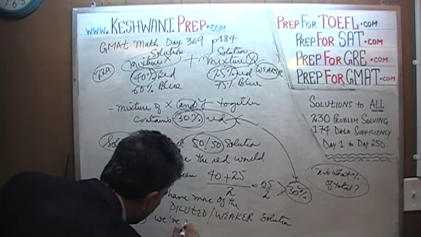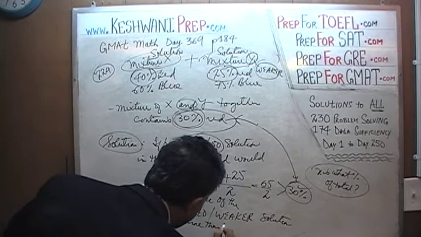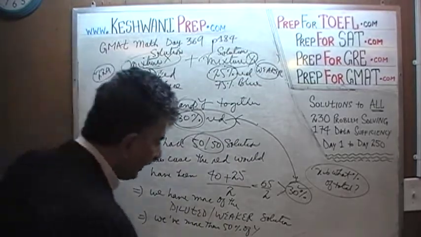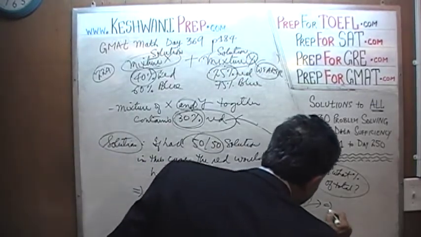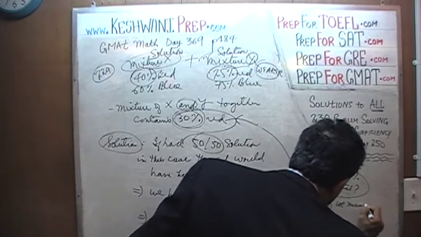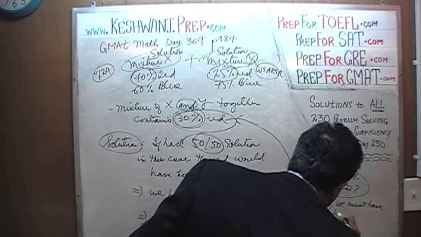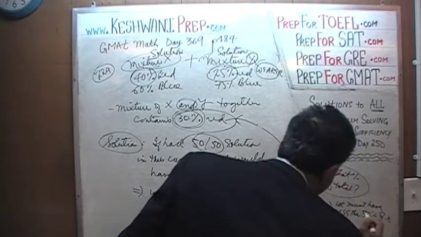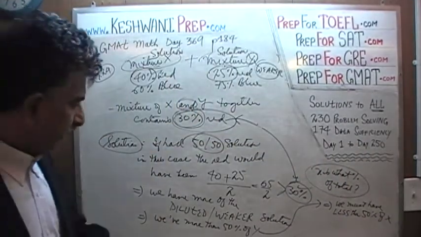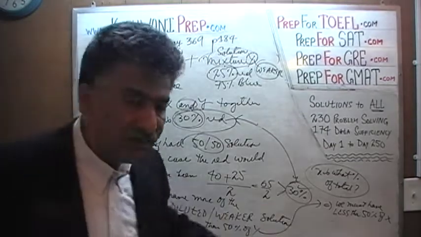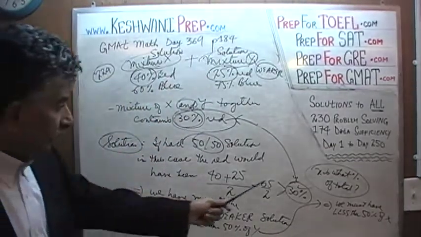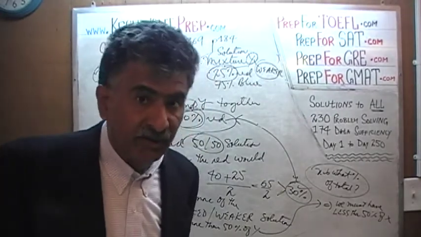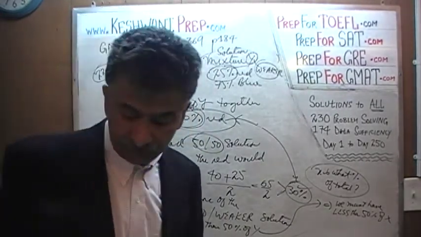This implies we have more than 50% of Y. If we have more than 50% of Y, that implies that we must have less than 50% of X. Obviously, if we have more than 50% of Y, obviously we have less than 50% of X. The question was, X is what percent of total? Well, we just found out that percentage of X has to be less than 50.